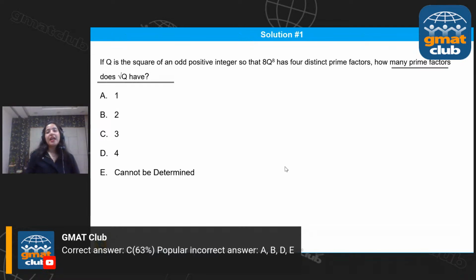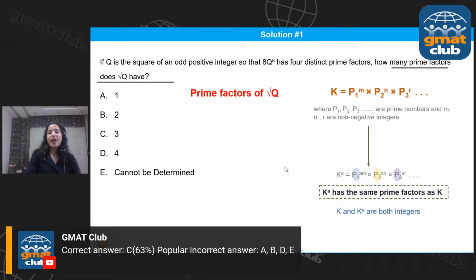So let's see. How many prime factors does square root of q have? Okay, so I need prime factors of square root of q. Now, you know something from before, that if you have a number k, then its power, k to the power a, will also have the same prime factors as k. Now, in this, the only thing that's needed is that both of these numbers should be integers. So k is an integer so that you can do the prime factorization, and k to the power a is also an integer so that you can do it.